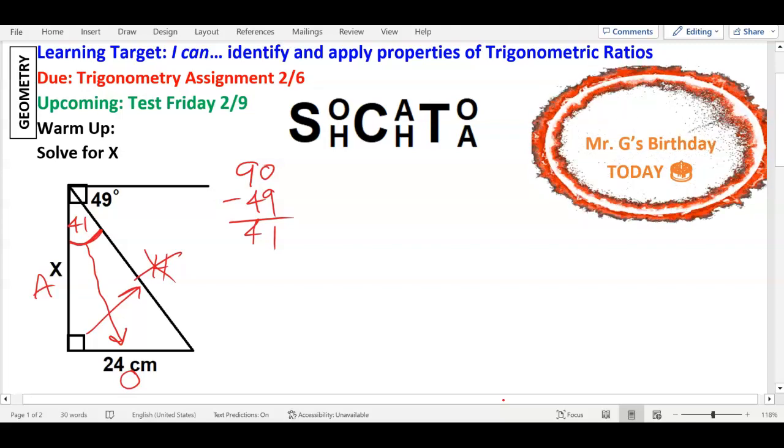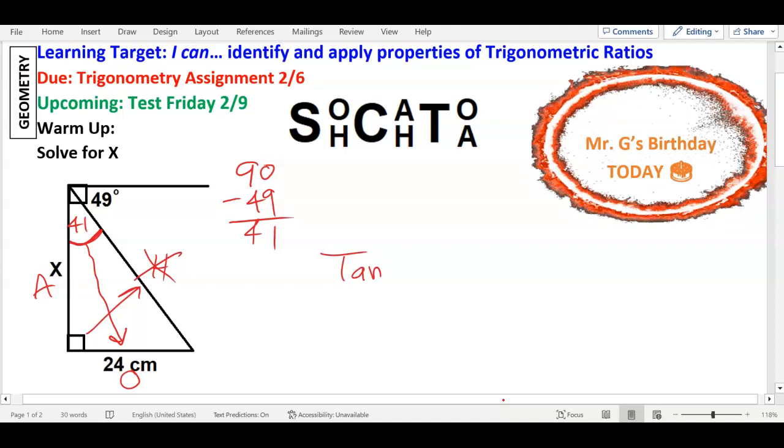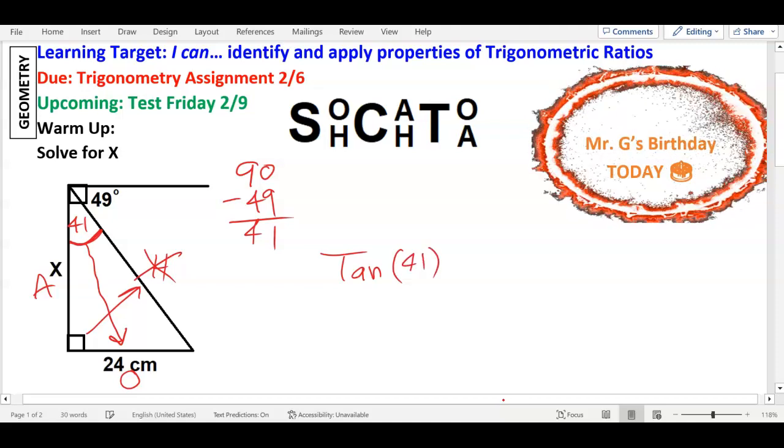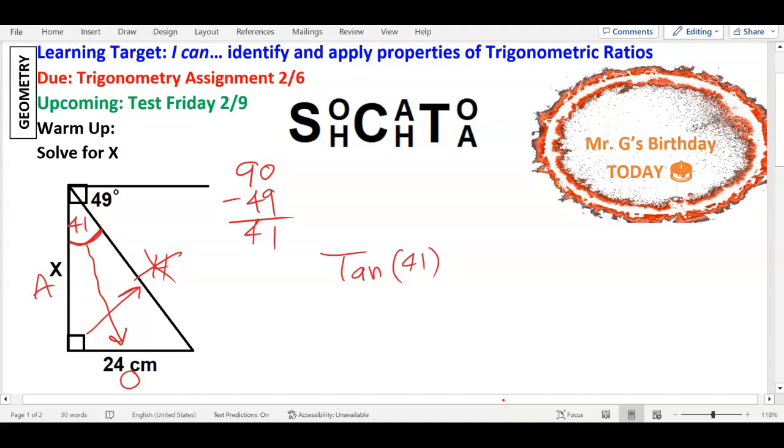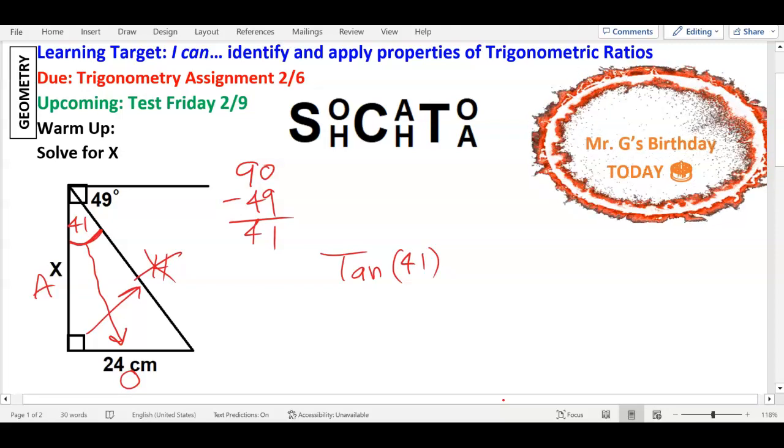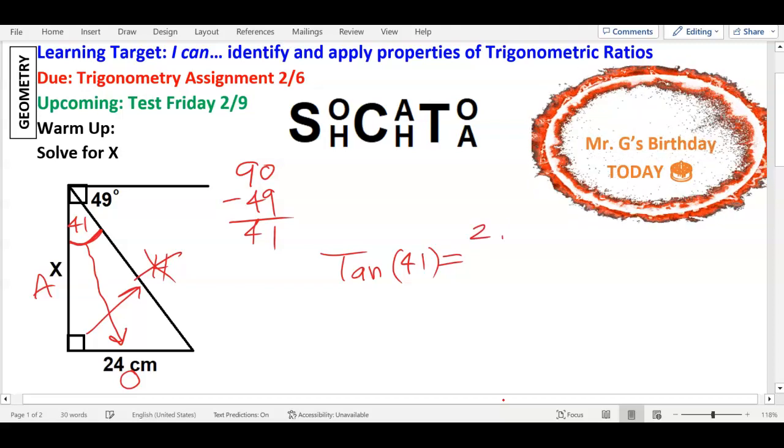TOA. T for tangent, and we're going to write tan. Now, don't mess this up. What's the angle? Tan what? 41. You have to use the angle from the inside. I know 49 was there, but 49 is outside. You only use that to figure out the inside. Now, so tan 41 equals O over A. What's O? 24 over A, which is X.